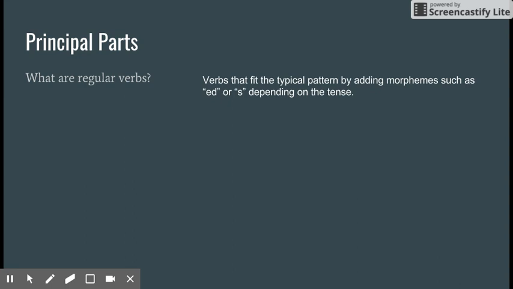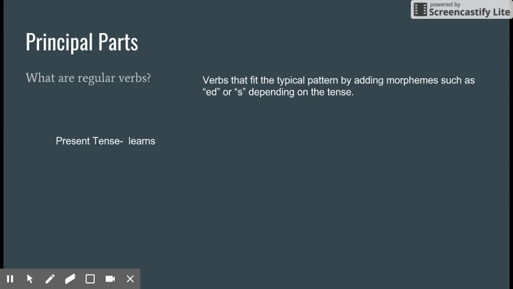They are verbs that fit the typical pattern by adding morphemes such as ed or an s depending on the tense. For example, if you have a verb like learn being used, then how do you know if something happened in the past? Well, you add the morpheme ed to the end. If it's in present tense, you may need to add the morpheme s if it's singular. Remember subject-verb agreement? If not, go back to that video.